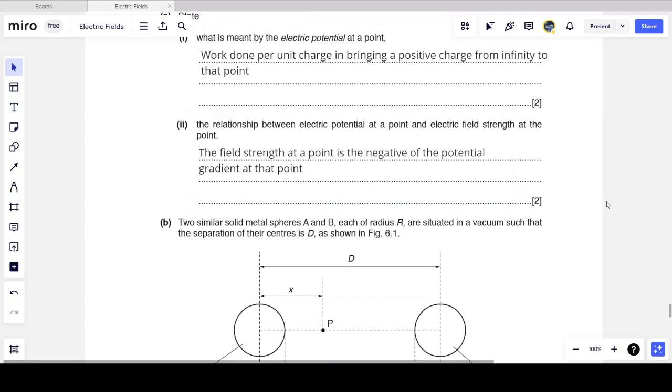So specifically at a point, the field strength at a point is minus the potential gradient at the point. Take the graph of potential versus distance, find the gradient, put a minus sign in front of the gradient, and there you have the field strength. That's the very specific point.